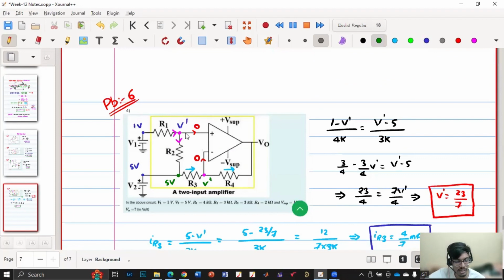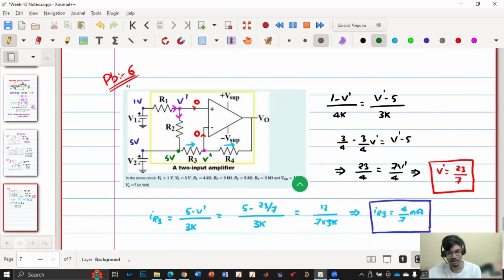So what we have done is again the same thing. Input current is 0, so this current is 0. Then these two are virtually shorted, but I do not know this voltage. So here I have applied KCL because I know this terminal, this terminal, this resistor, this resistor. So first I have calculated V dash. Once I get V dash, I know this voltage and I know this voltage.